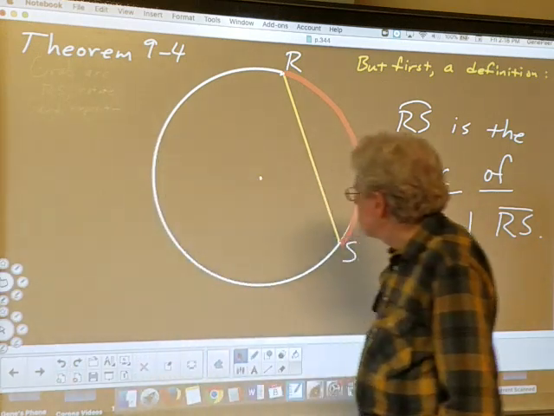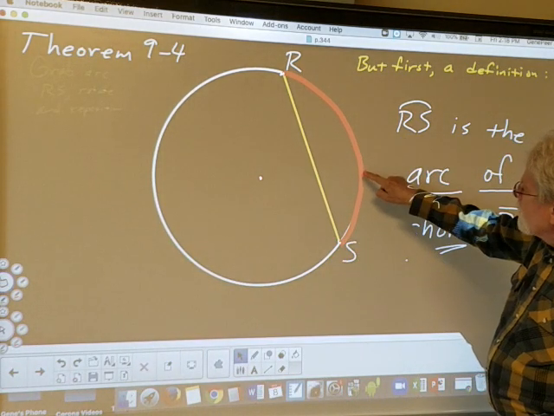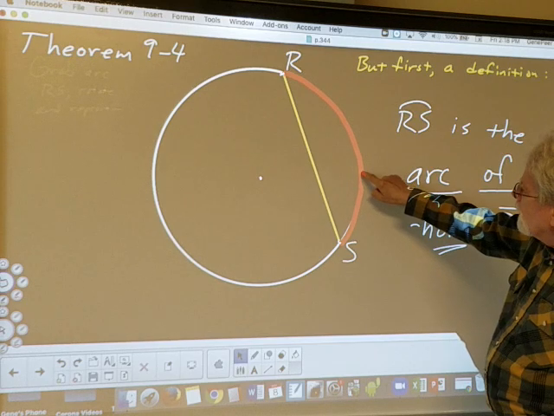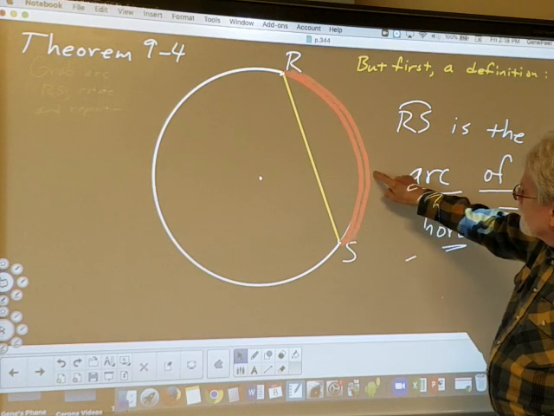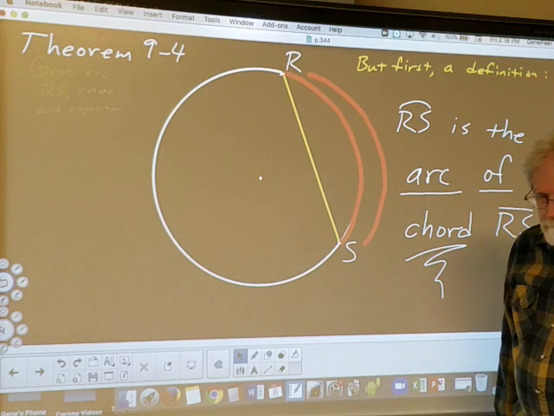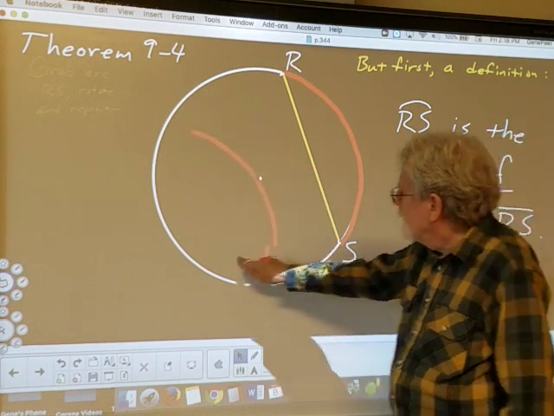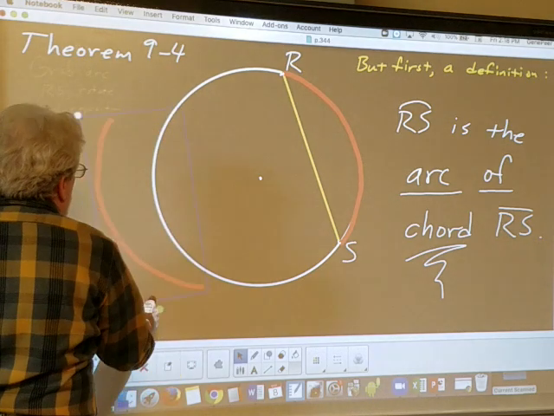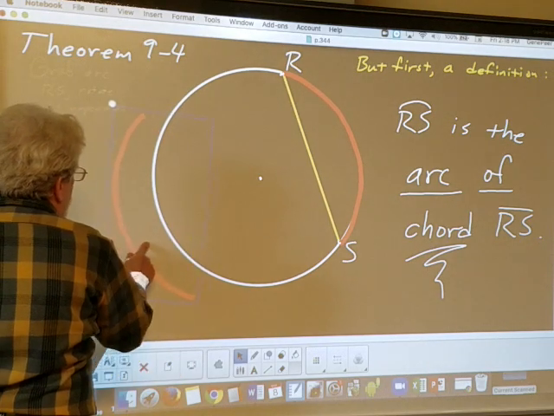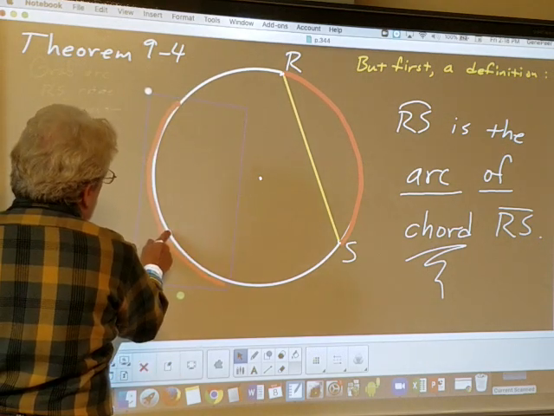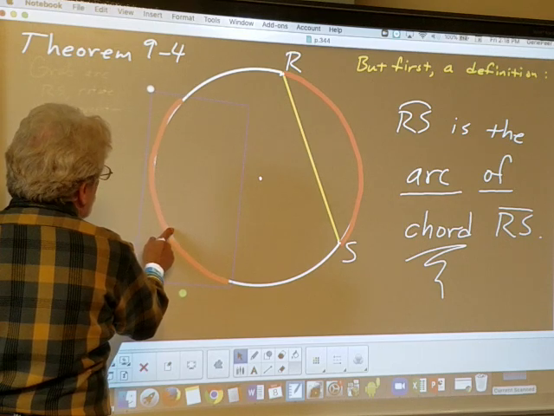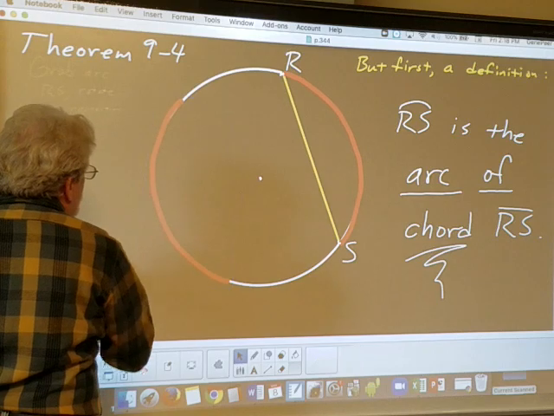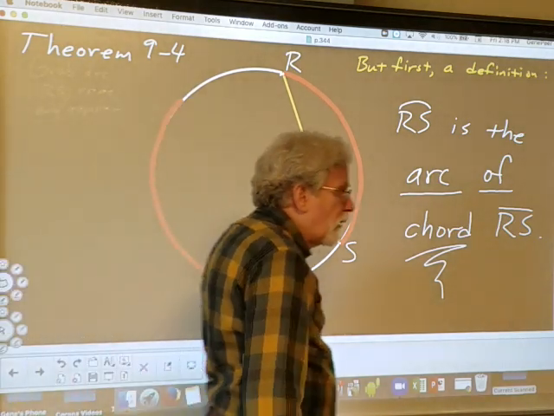consider this. Suppose I take another arc that is congruent to arc RS. Right there. Let's take that arc, move it over here, and I'm going to rotate it around, and I'm going to fit it to the circle someplace over here. So we would have to agree that because I actually used my electronics here to make a copy of the red arc, those arcs are congruent.